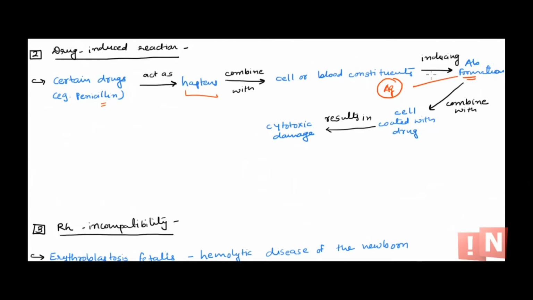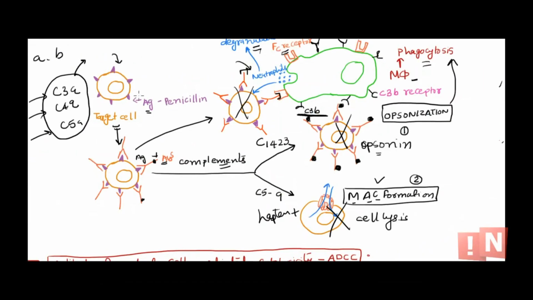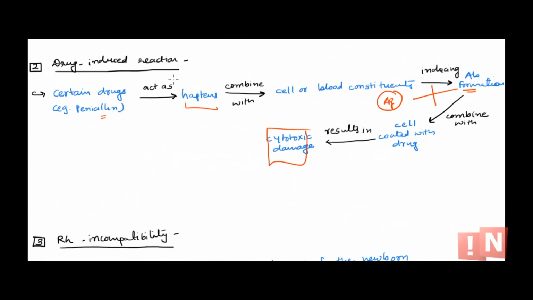Once the antigen and antibody complex is formed, what will happen? It will result in cytotoxic damage, as we just saw. Once the penicillin is bound to the cell, this is now an antigen. This target cell would trigger the antibody reaction. Antibody will be bound to it, and there will be complement mediated lysis of this target cell. So a drug induced reaction, where the hapten binds to our own cell and is recognized as an antigen, results in cytotoxic damage. So that is also an example of type 2 hypersensitivity.